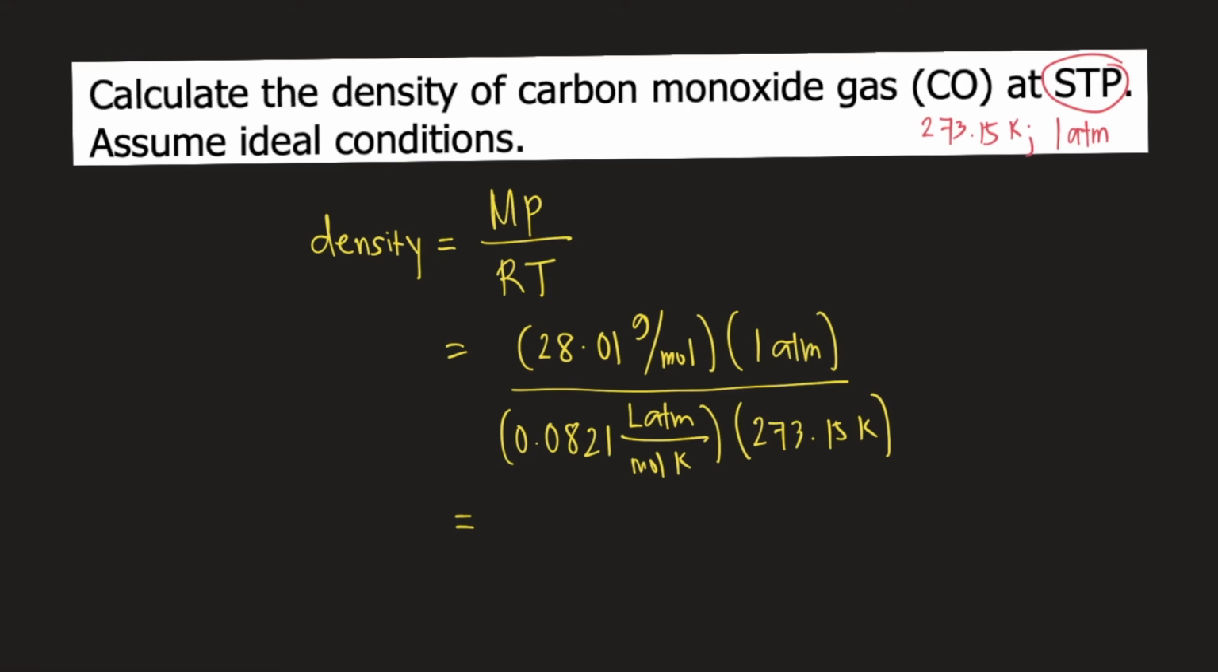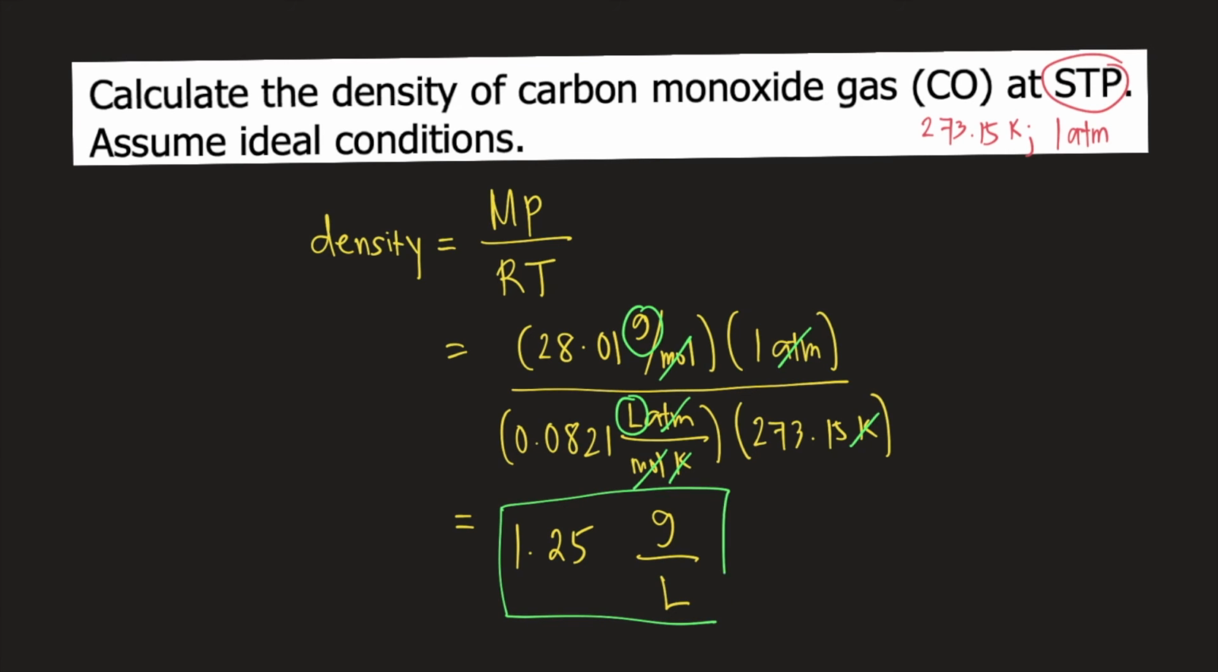Let's see how the units will cancel. Moles will cancel, atm will cancel, and Kelvin will cancel. So the unit for density is grams over liter, or grams per liter. And if you solve for the density of carbon monoxide, this is equal to 1.25 grams per liter. And this is the answer to the question.